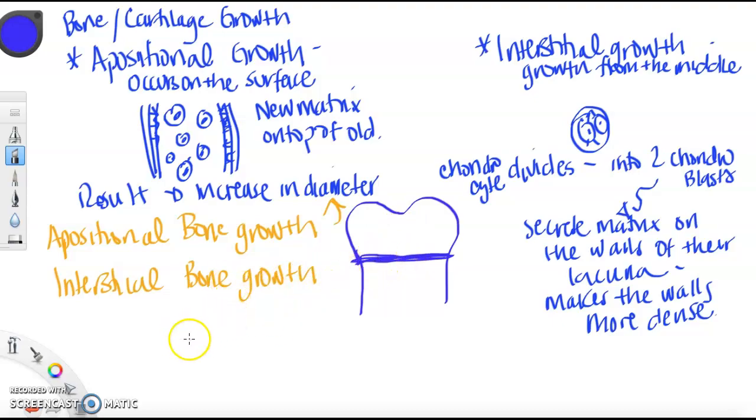The plate is made of hyaline cartilage, right? What happens is these hyaline cartilage cells, the chondroblasts, start to divide. They divide and divide, and they kind of stack up like little coins. So they're dividing and stacking up like this.